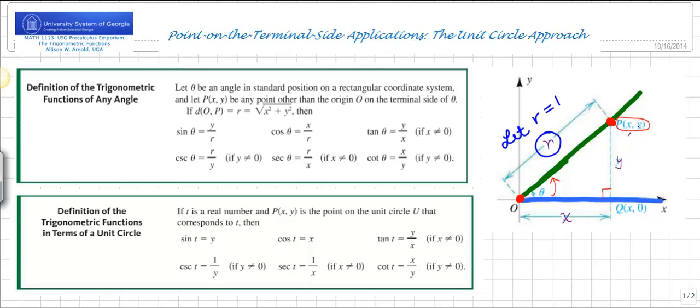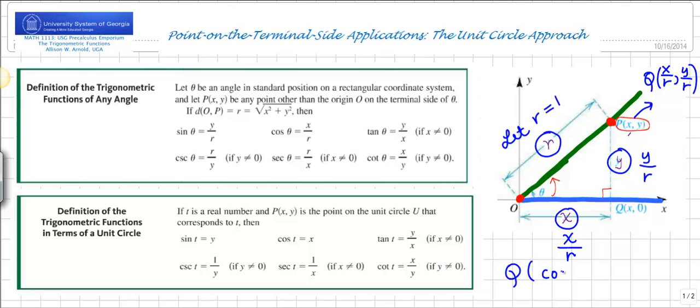Well, that would in turn alter this side x, as I'd proportionally have to divide it by r, and this side y would proportionally be divided by r, and then your new point would be x over r, comma, y over r. So a lot of people find this convenient because the new point's ordered pair would then represent the cosine of theta and the sine of theta.